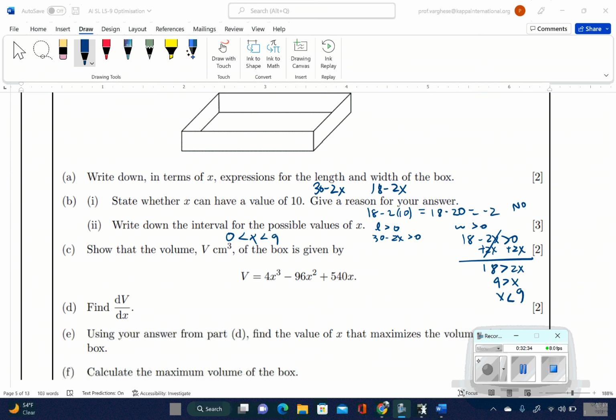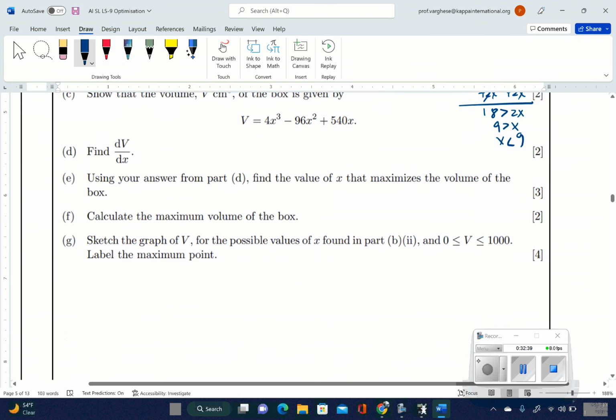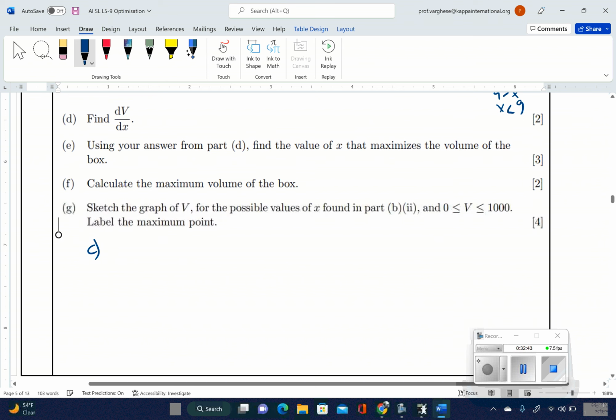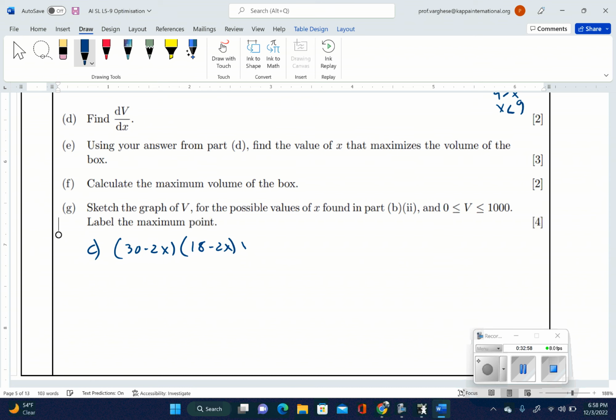So for part C, show that the volume is given by this. So let's go ahead and do that ourselves. So the volume is 30 minus 2x. The width is 18 minus 2x, and the height is x. I'm going to go ahead and FOIL this. When I do that, I'm going to get 540 minus 36x minus 60x plus 4x squared, and I have to still multiply that by x.